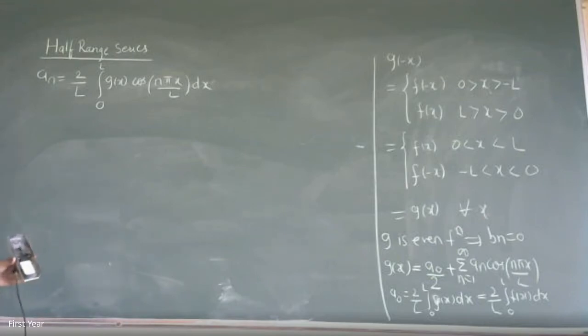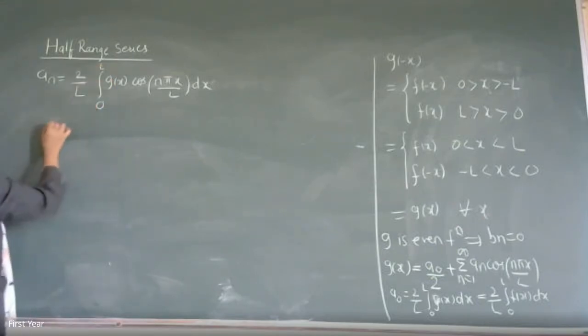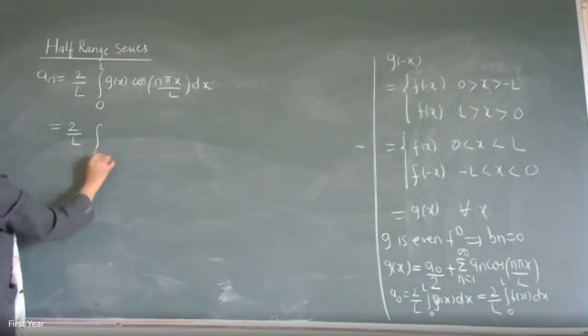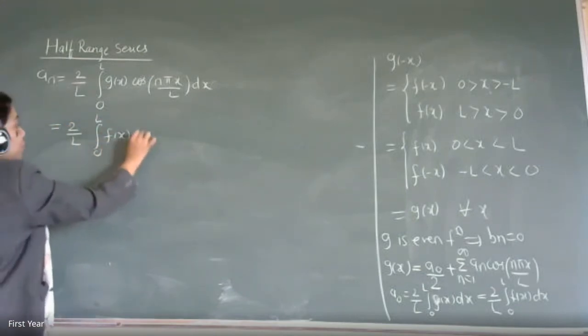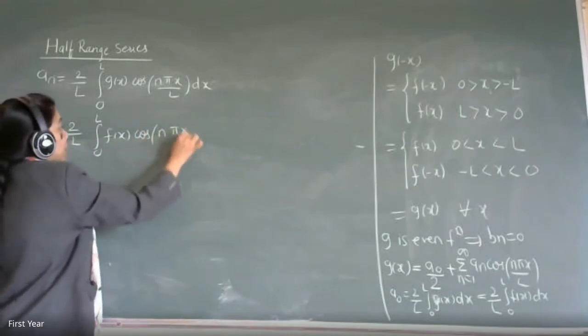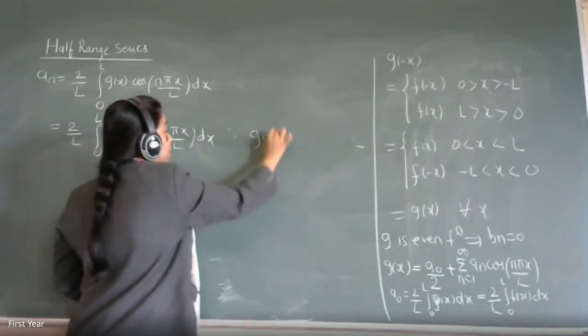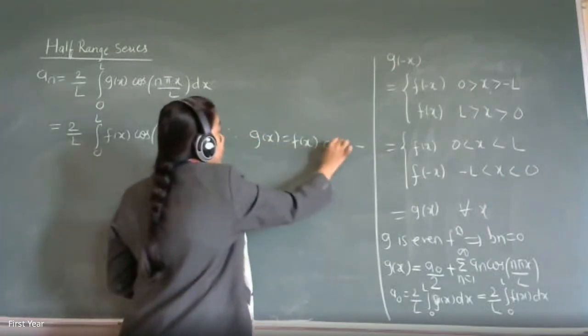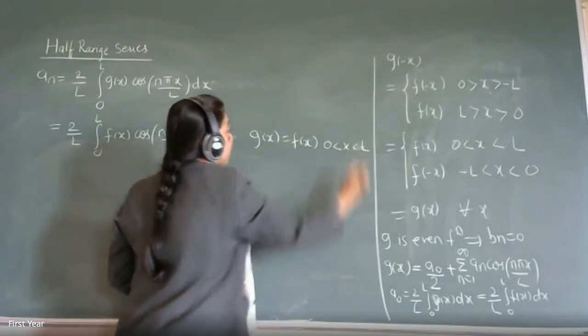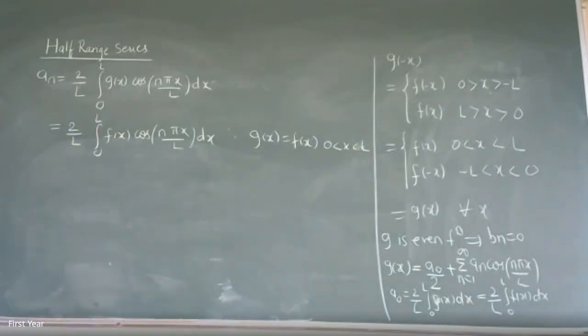But what is g of x in 0 to L by definition? It is f of x. So 0 to L f of x into cos of n pi x by L dx. Since g of x is equal to f of x in 0 less than x less than L, in this interval your g of x is f of x. Okay? Clear?